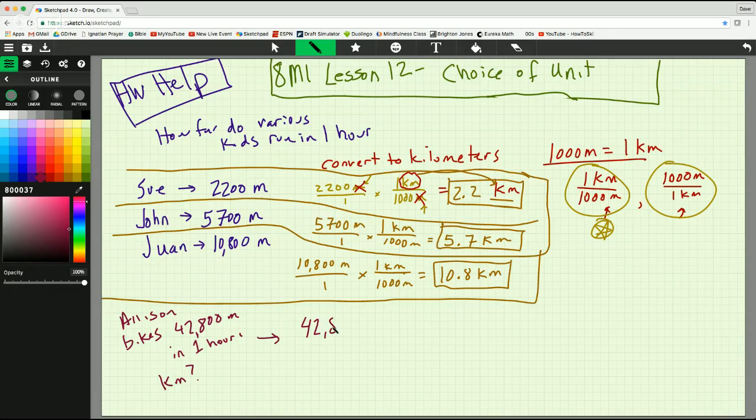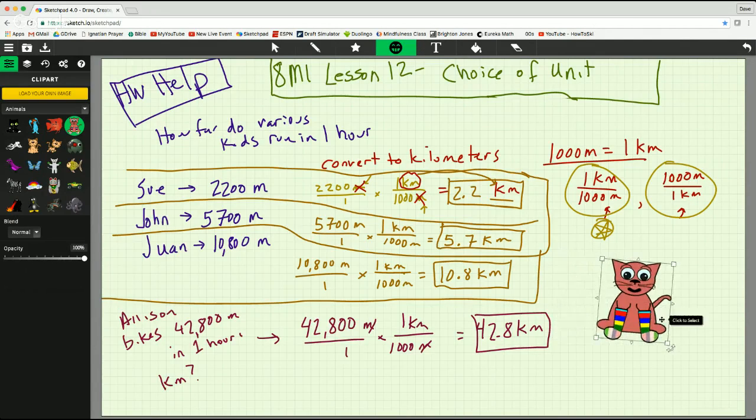So the answer is 42,800 meters, 1 kilometer over 1,000 meters. Because 1 kilometer and 1,000 meters, and we get 42.8 kilometers. Cool, good work. Happy cat. Move on.